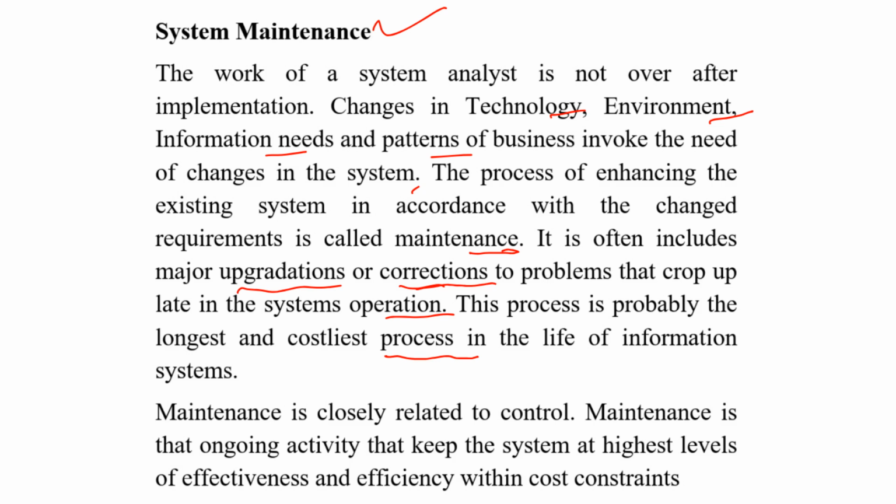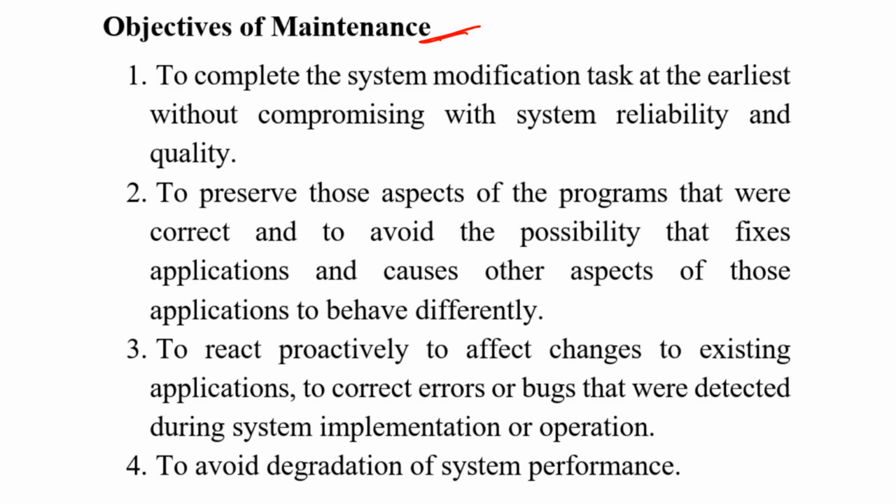Maintenance is closely related to control. Maintenance is that ongoing activity that keeps the system at the highest level of effectiveness and efficiency within cost constraints. Within the limitation of the cost, you have to work the system effectively and efficiently. That particular process of keeping a system in good working condition is what we call maintenance. What are the objectives of maintenance?